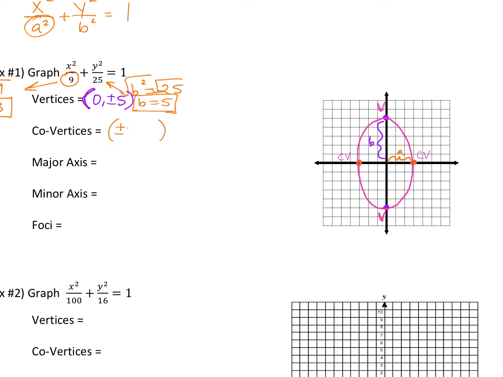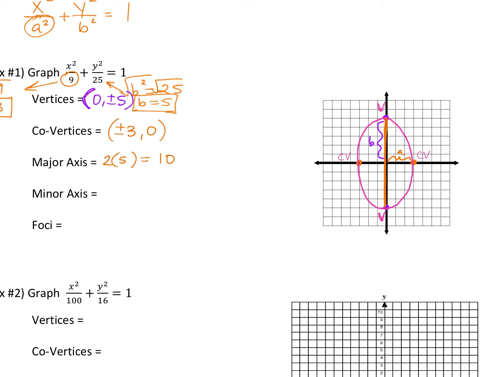Yep, plus or minus 3, 0. Does that make sense so far, how we're coming up with all that? Okay. What's your major axis? 2 times 5, right? It's 2 times the length of your B value. In this case, 10. Okay, this is your major axis between your vertices. That's a length of 10, 5 and 5.